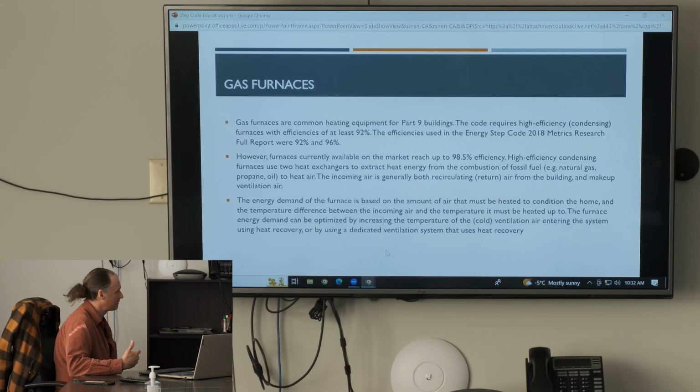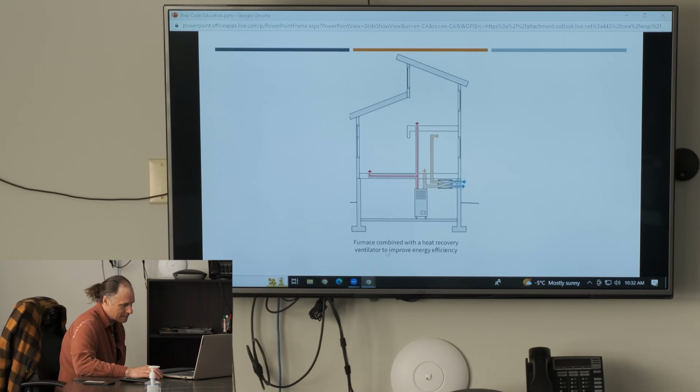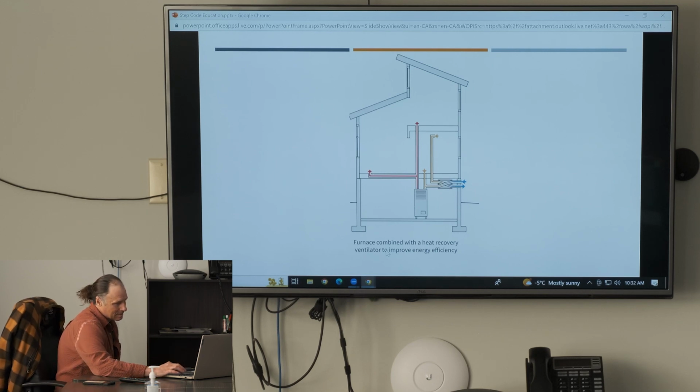So here's an example. You have a furnace combined with a heat recovery ventilator to improve energy efficiency. Heat pumps are going to do this as well.